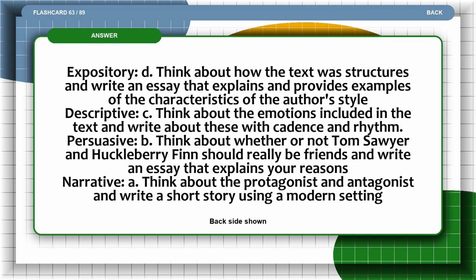The answer: expository is D. Think about how the text was structured and write an essay that explains and provides examples of the characteristics of the author's style. Descriptive is C. Think about the emotions included in the text and write about these with cadence and rhythm. Persuasive is B. Think about whether or not Tom Sawyer and Huckleberry Finn should really be friends and write an essay that explains your reasons. Narrative is A. Think about the protagonist and antagonist and write a short story using a modern setting.